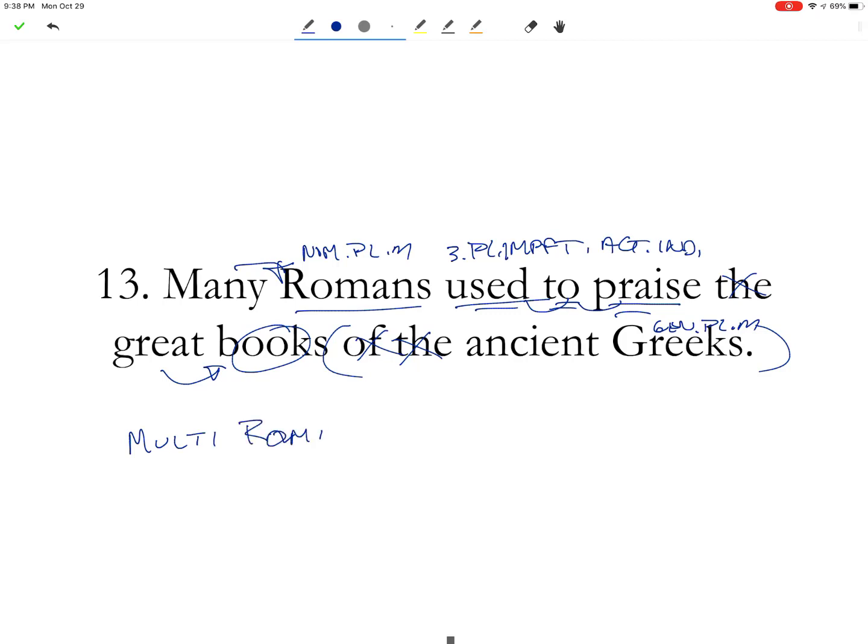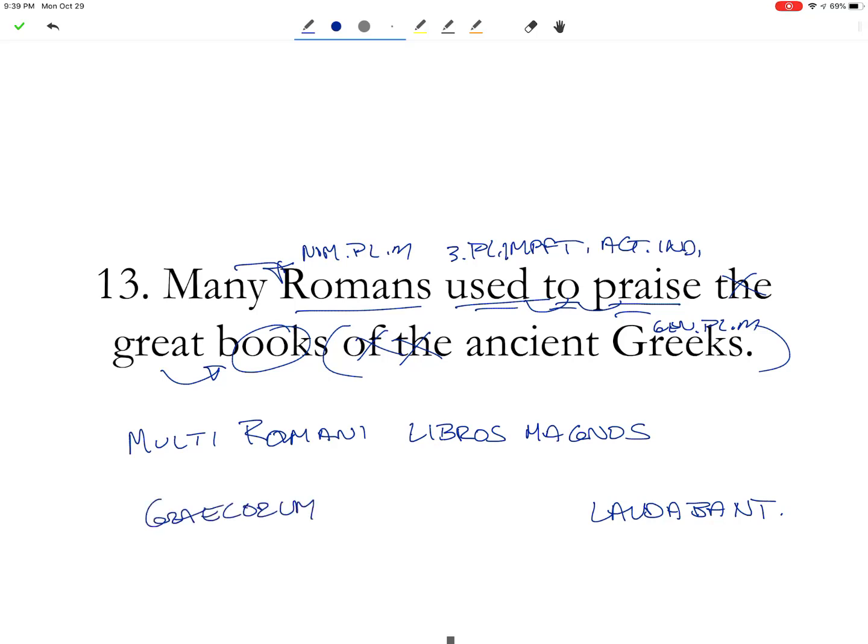Romani. I'm going to put the word at the end, used to praise, lauda, get my stem, get my tense indicator, ba, and the ending, bont. Used to praise the what, the books, the libros, magnos, of the ancient Greeks, Graecorum antiquorum. Many Romans used to praise the great books of the ancient Greeks.